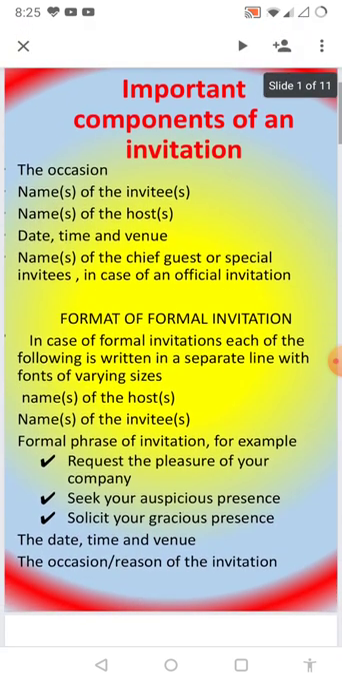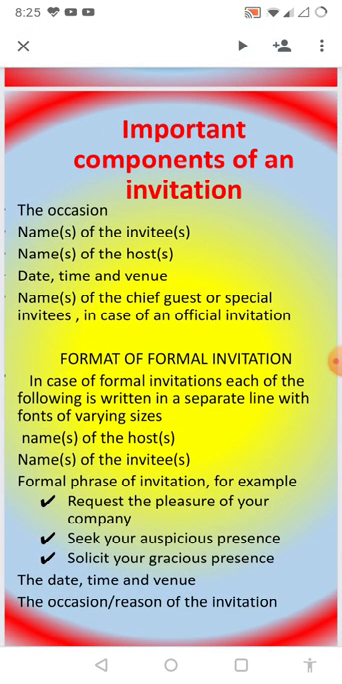Now, what are the important components of an invitation? We have already done invitation in class 11th. It's just a revision of that. The first thing is the occasion, for which occasion you are writing an invitation. Then the name or names of the invitees. Sometimes it is like Mr. and Mrs. inviting you, or sometimes the name can be single, like APS, if you are writing about a school. It depends on which type of invitation you are writing.